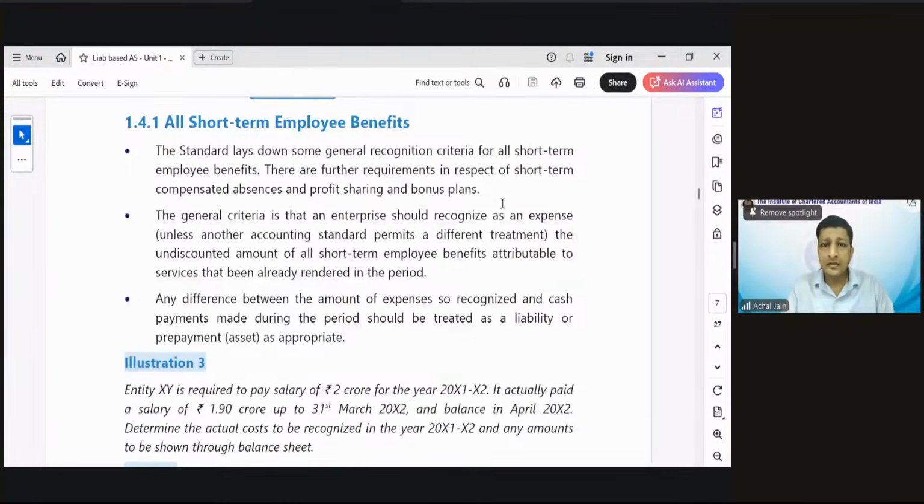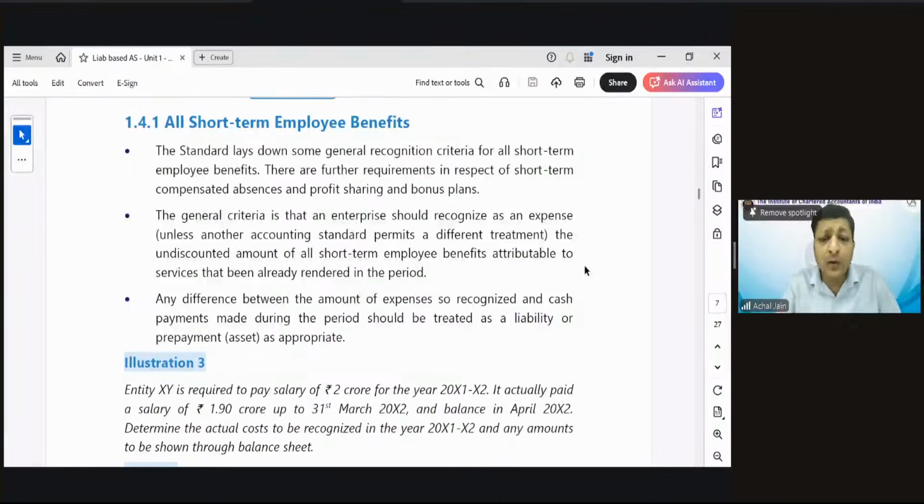Good morning, sir. Yes, good morning. Sir, the salary of 2 crore, which is payable to the person, is an employee benefit, and thus in that financial year the whole amount will be recorded. Okay, so which financial year do you think the whole amount will be recorded? Sir, 21 to 22. Yes, X1, X2, correct?